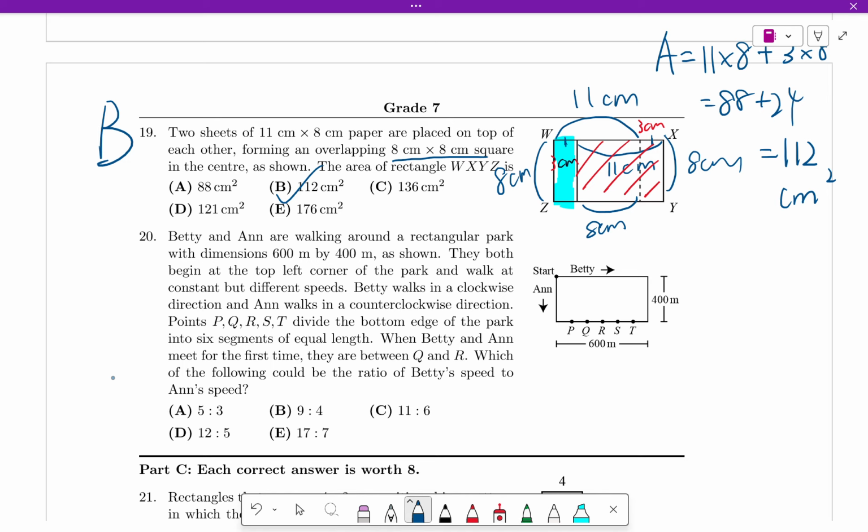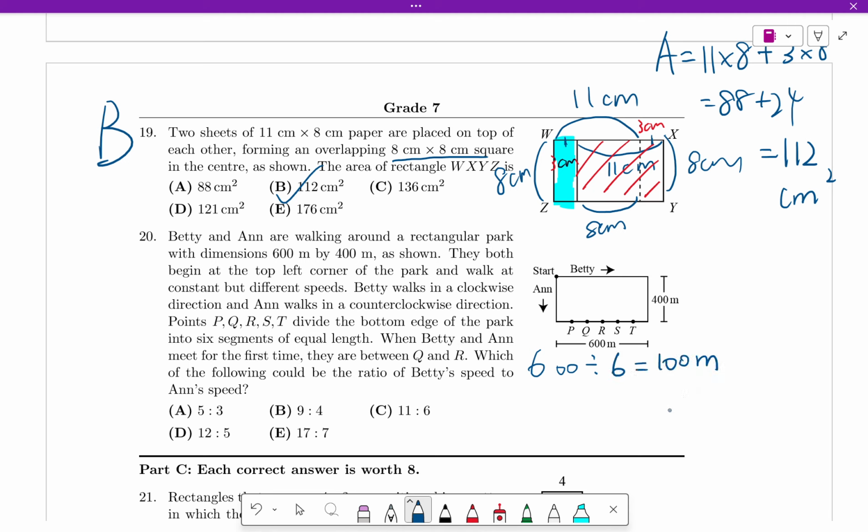Q and R, we first can calculate the distance of each of the little segments. Since points P, Q, R, S, T divide the bottom edge of the park into 6 segments of equal length, each of which has length 600 divided by 6, which is equal to 100 meters.